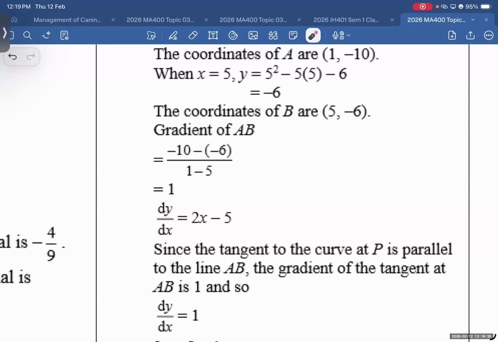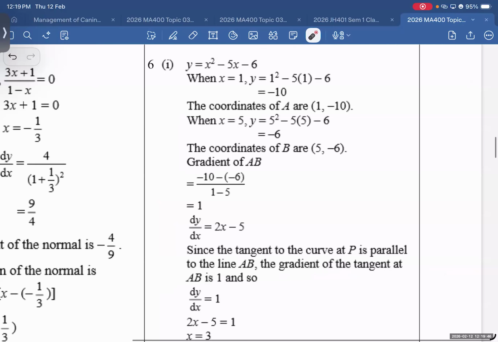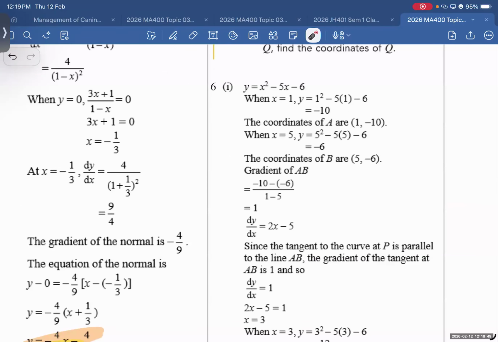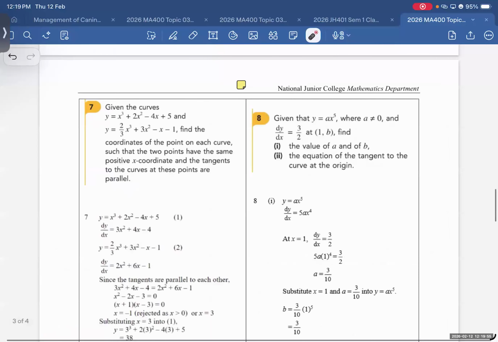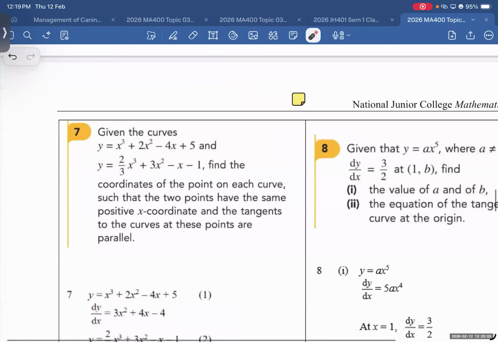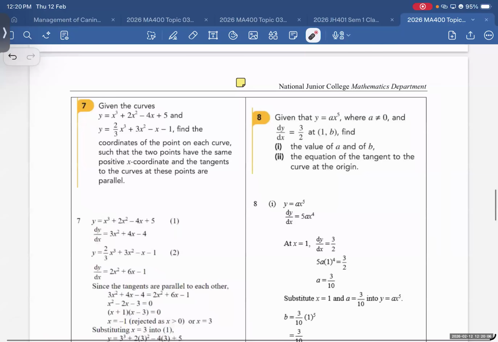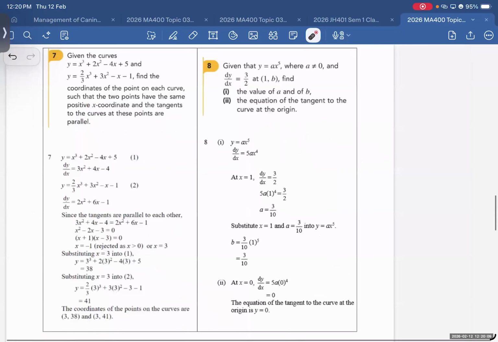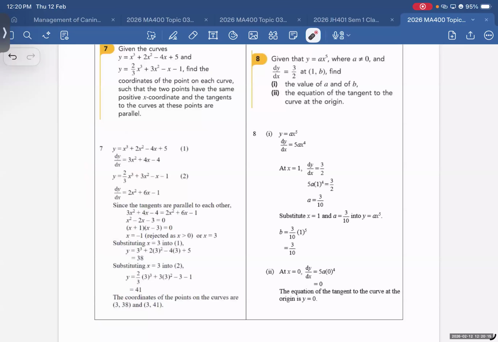Very fast. Question 6, you need help? Okay. 6 okay, 7 okay? Question 7 okay? Question 8. You don't know how to do, if I don't mind, just ask me to go through with you. Okay. I'm happy to talk about it.